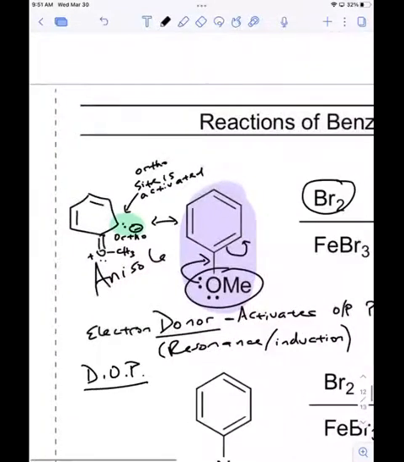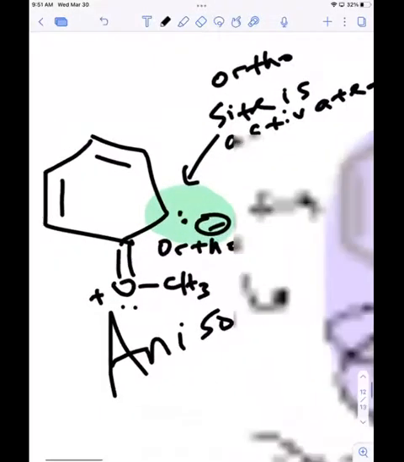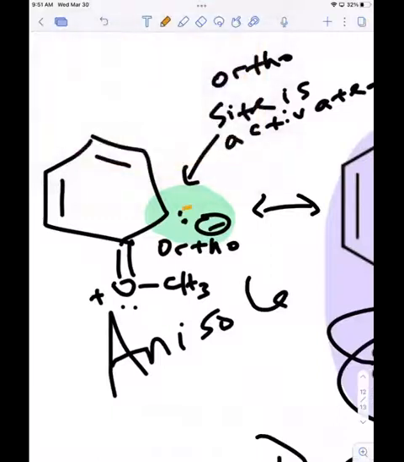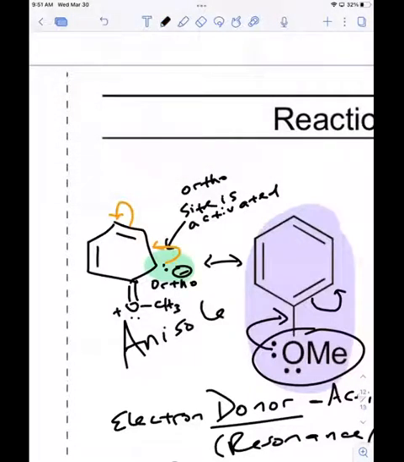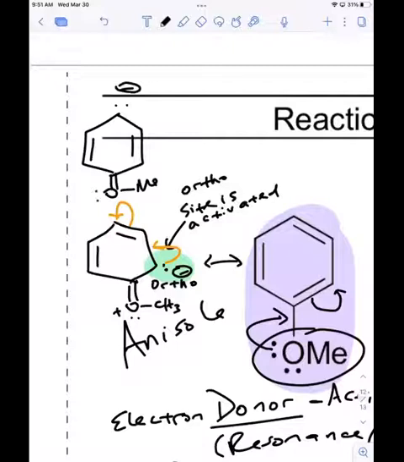Right, by resonance. Now, can I do another resonance form for this? Yes, I can do this, can't I? I can push this pair of electrons here and this pair here. And I hate to squeeze this in here, but that's okay, we're going to make it work. It's going to give me this, and I'll fix this before I post it. It's going to give me that, and then that and this. Right, so now you can see the para site is activated.